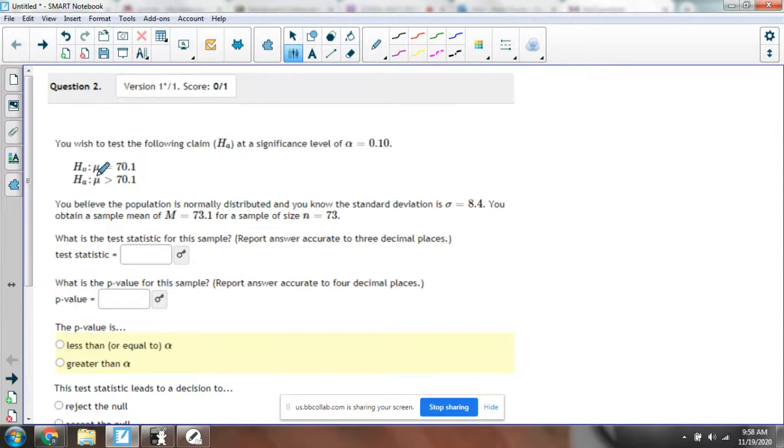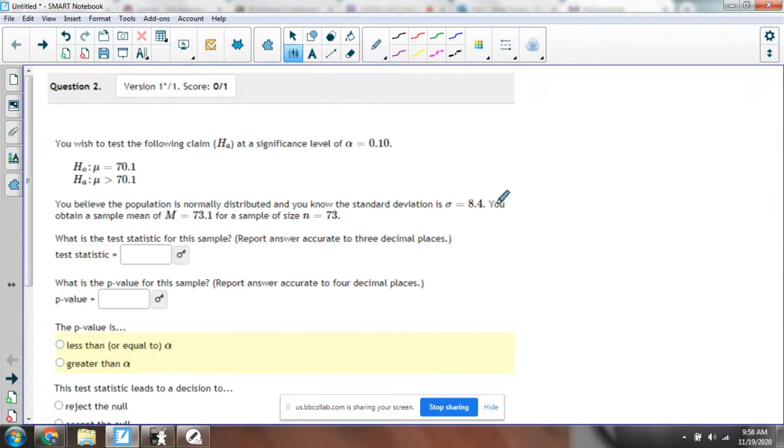Their claim is that the average of whatever we're talking about is 70.1. We want to show that the average is actually larger than that, so our alternative is mu is larger than 70.1. You could say maybe Monaco says the average graduating grade for all math students is 70.1, and we think it's higher because everyone in our class is getting really good grades. They claim it's 70.1, we want to show it's larger.